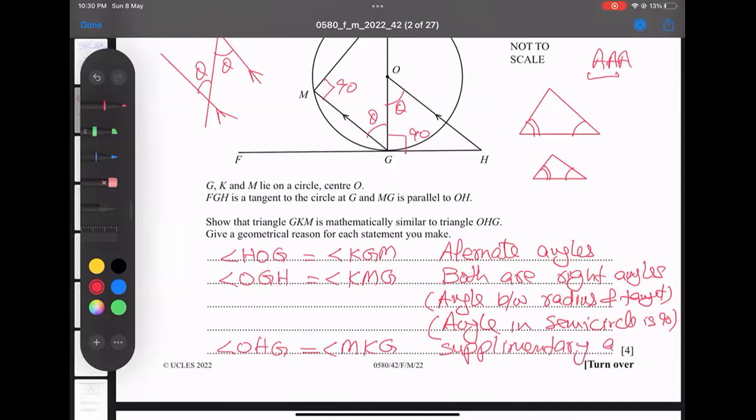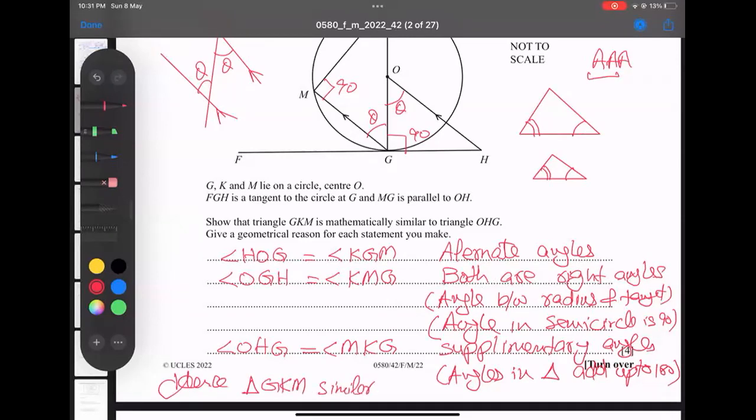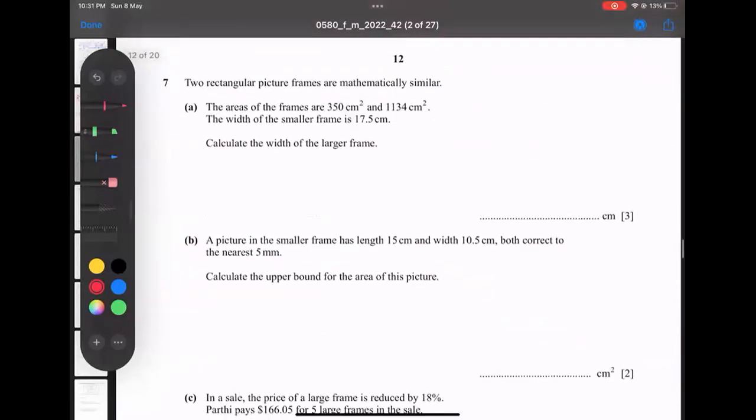Supplementary angles, or angles in a triangle, add up to 180. This is another reason, no problem, and hence proved. Hence triangle GKM is similar to triangle OHG. Done. Let's go to the next question, number 7.